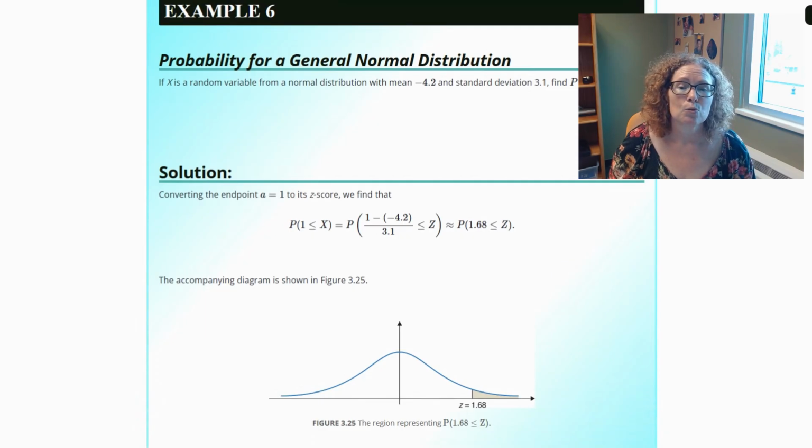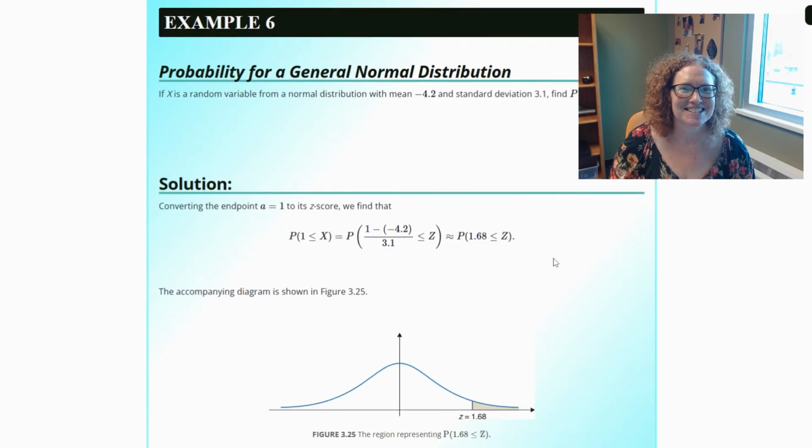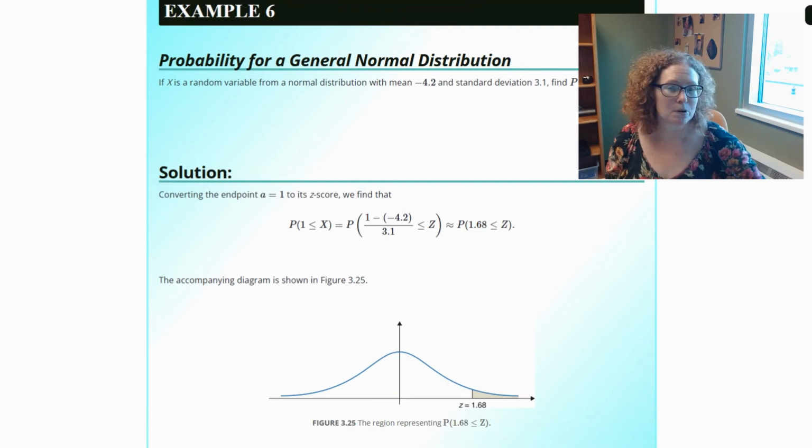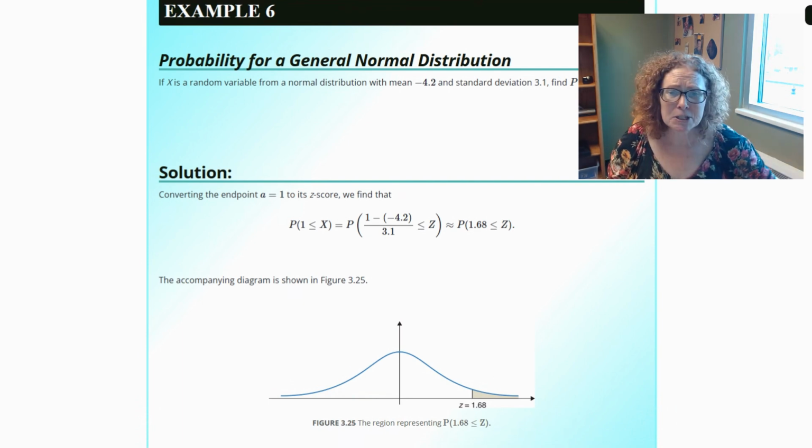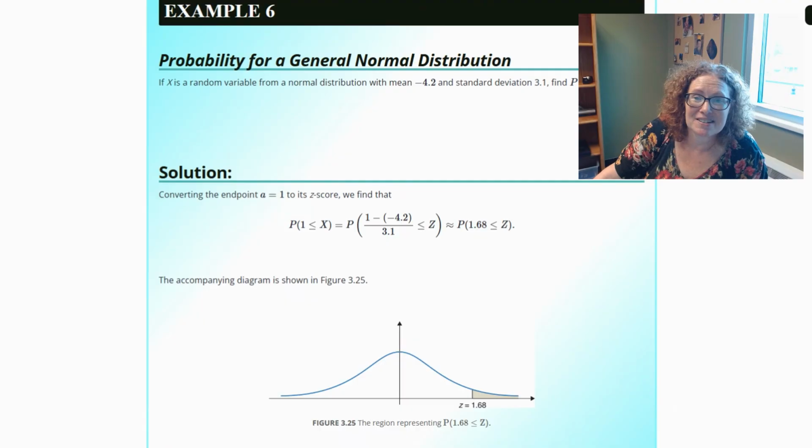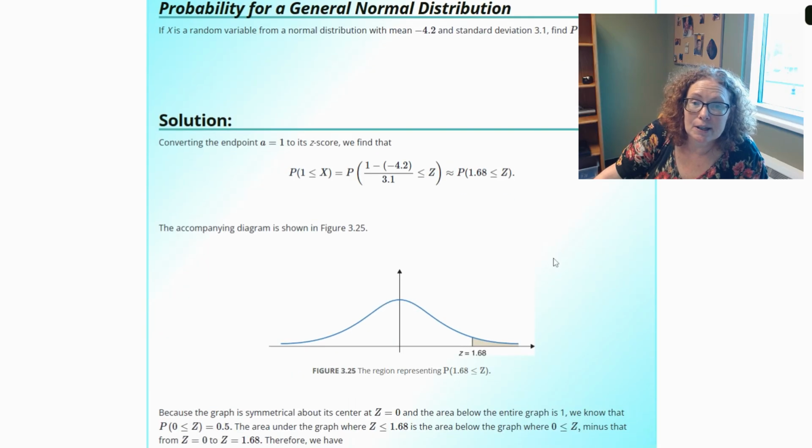And we have another example. So we are looking at the probability for a general normal distribution. In this one, we're going to say that the mean is negative 4.2 and the standard deviation is 3.1. Look at where it's located. We also want to look at the probability. We're going to use the formula to find that point, that z, which ends up being 1.68.